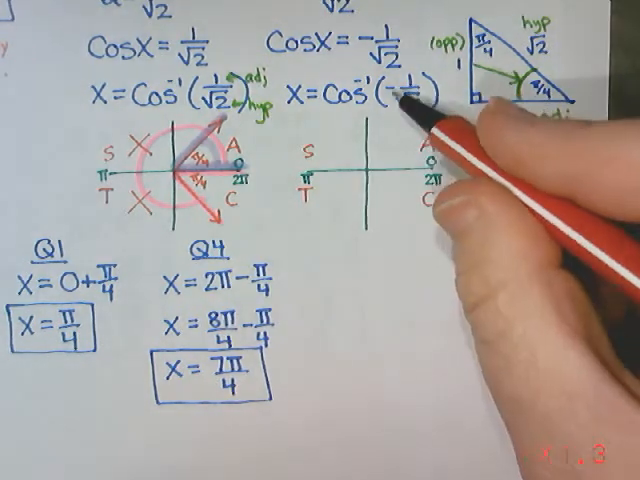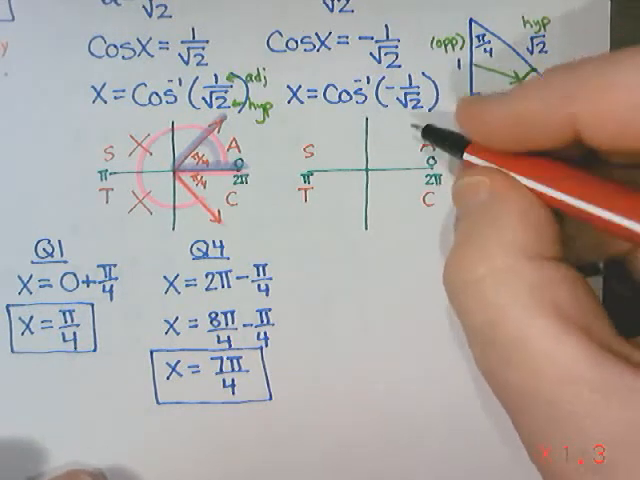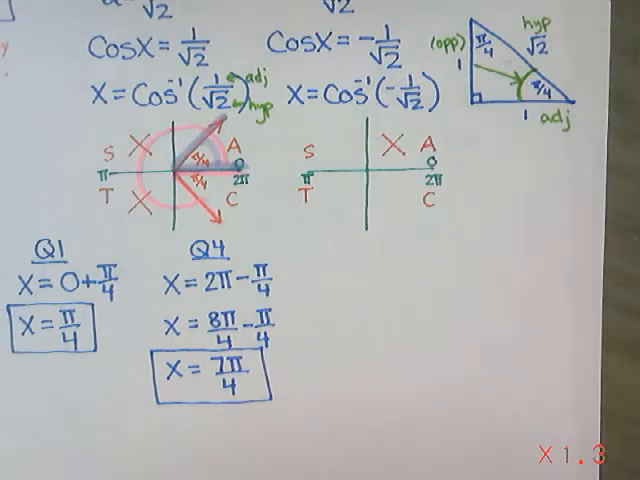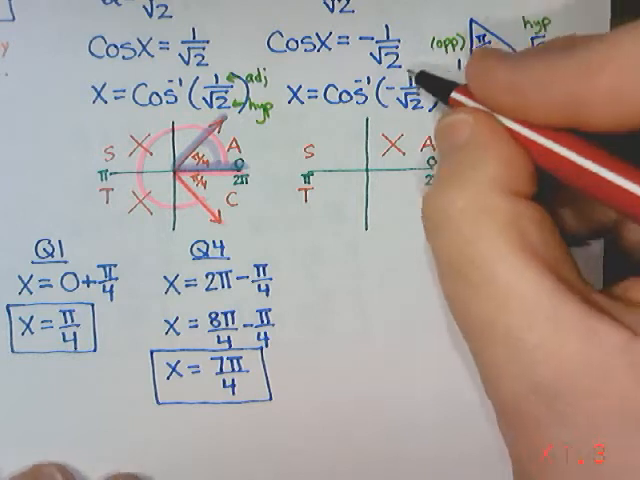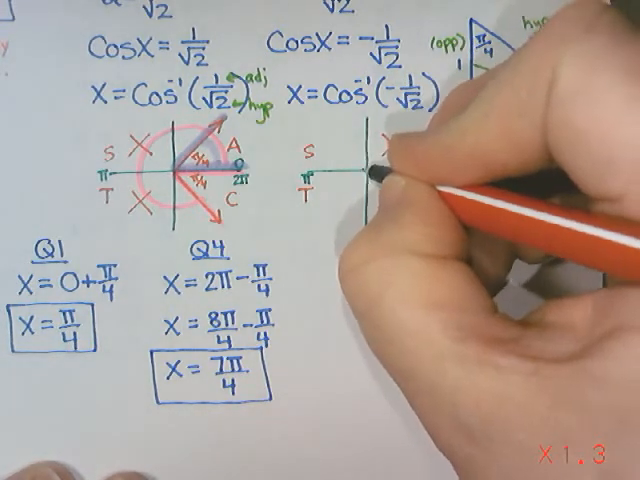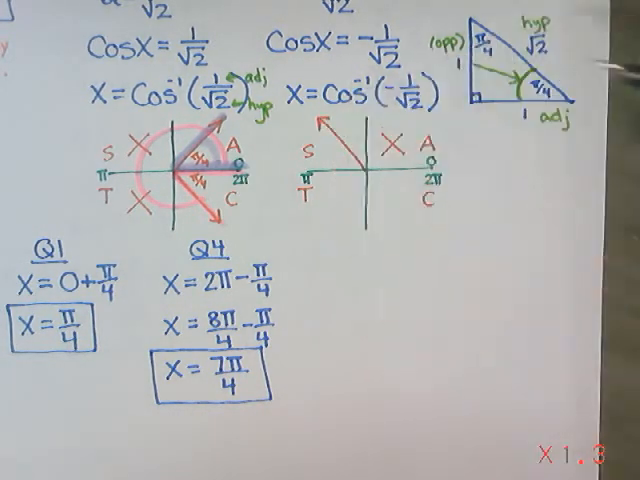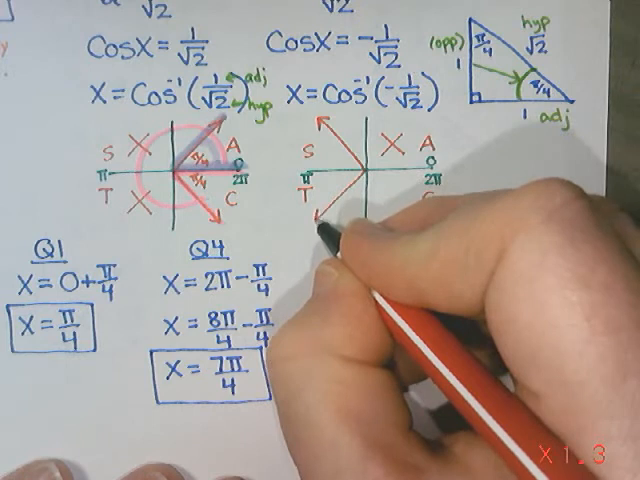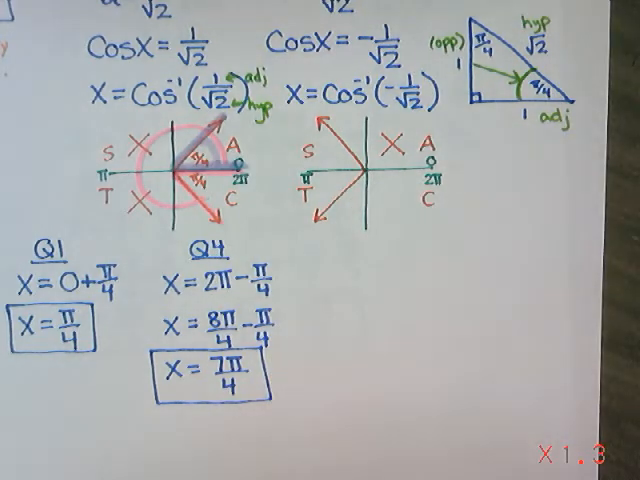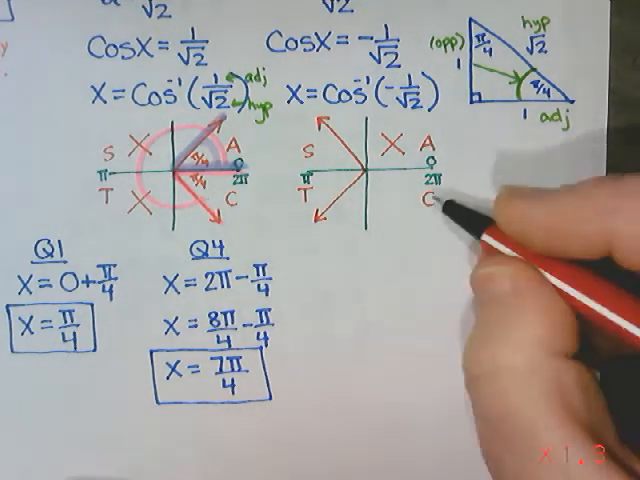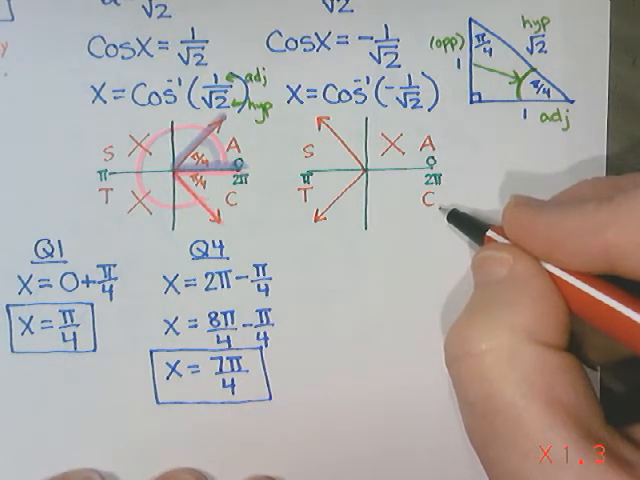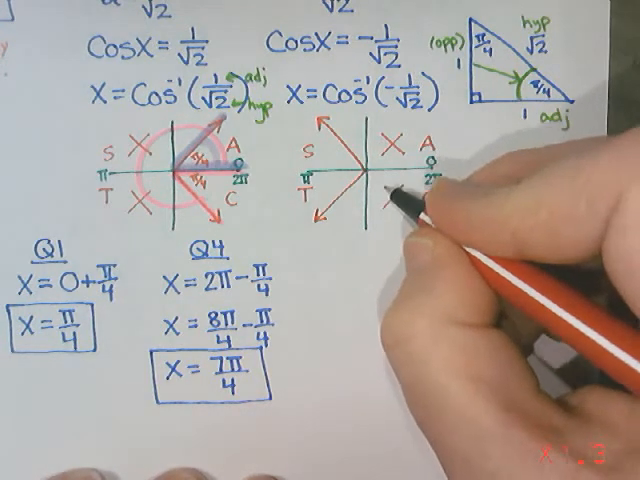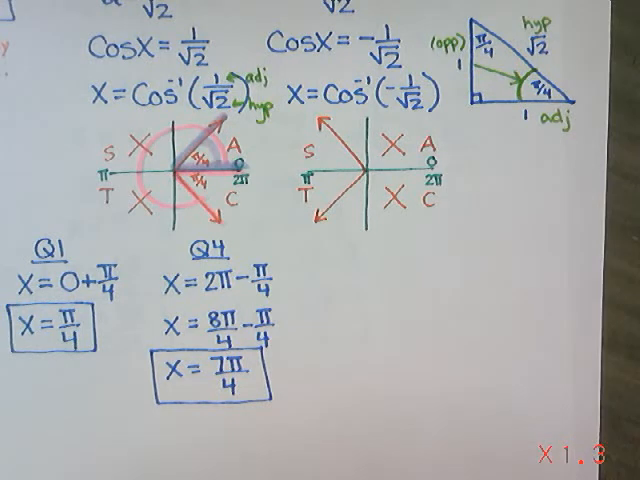Is cosine negative in quadrant number 1? No, they're all positive in quadrant number 1. Is cosine negative in quadrant number 2? Yes, only sine is positive in quadrant number 2. Is cosine negative in quadrant number 3? Yes, only tan is positive in quadrant number 3. Is cosine negative in quadrant number 4? No, cosine is positive in quadrant number 4.